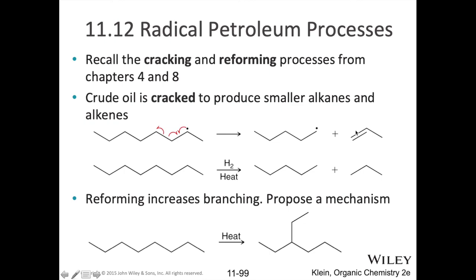Okay. In the case of reforming, it increases the branching in your product. So again, to do this, you need a radical, right? You can form a radical somewhere in the middle of your chain, and you can basically have two of these radicals come together and form this branched molecule.